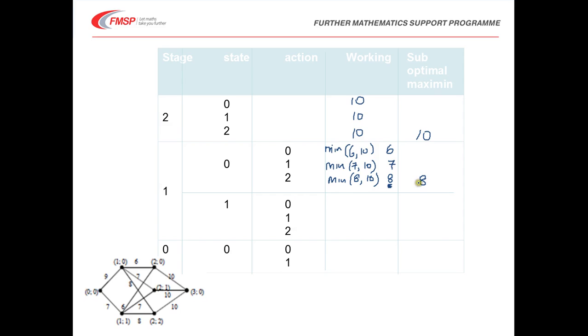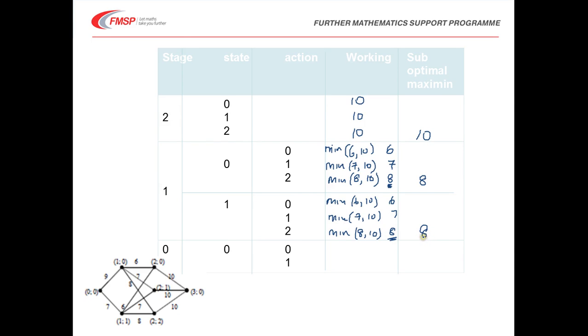And we can do the same thing now from state 1. And again, you've got 3 actions, 6, 7 and 8, followed by an action of 10. So similar sort of figures here. We want, again, in each case, the maximum of the minimums. So again, our suboptimal strategy at that stage will be 8.